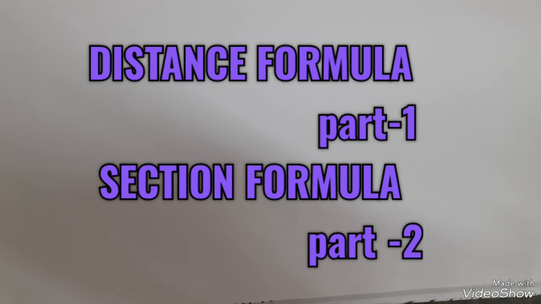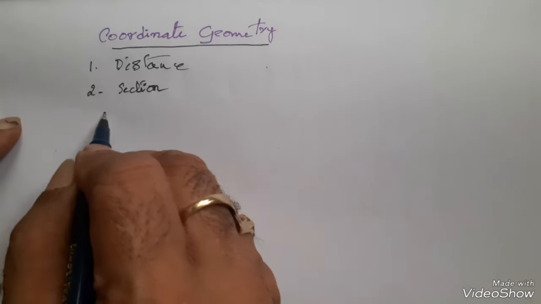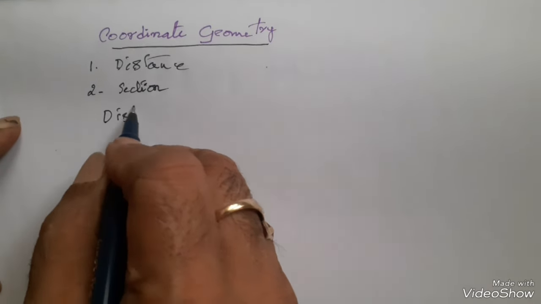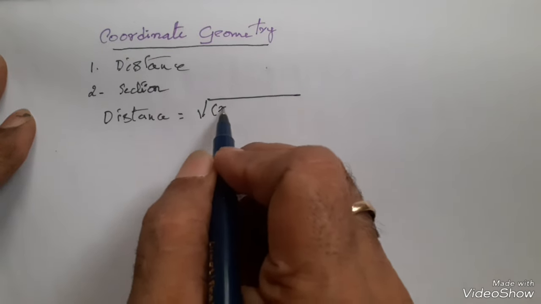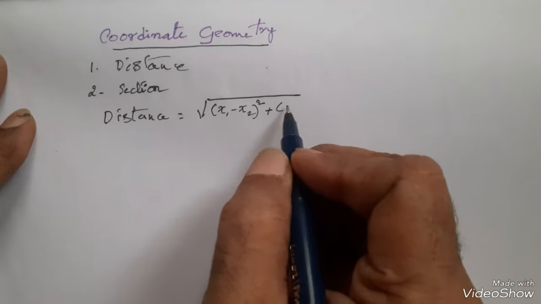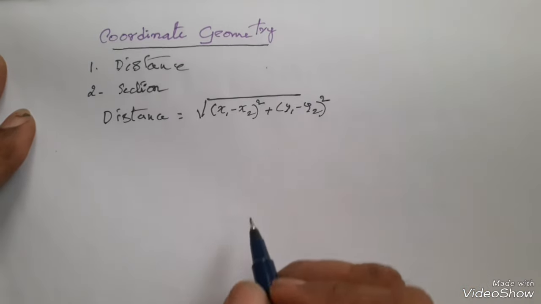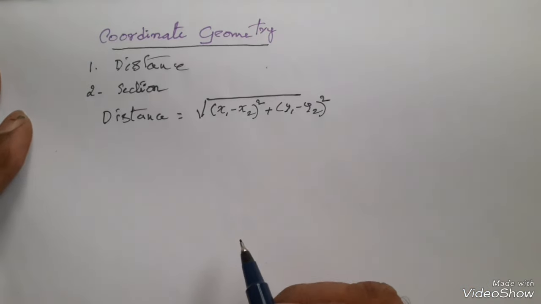We will first do sums on the distance formula. So the distance formula is square root of x1 minus x2 whole square plus y1 minus y2 whole square. So how can we derive this formula?